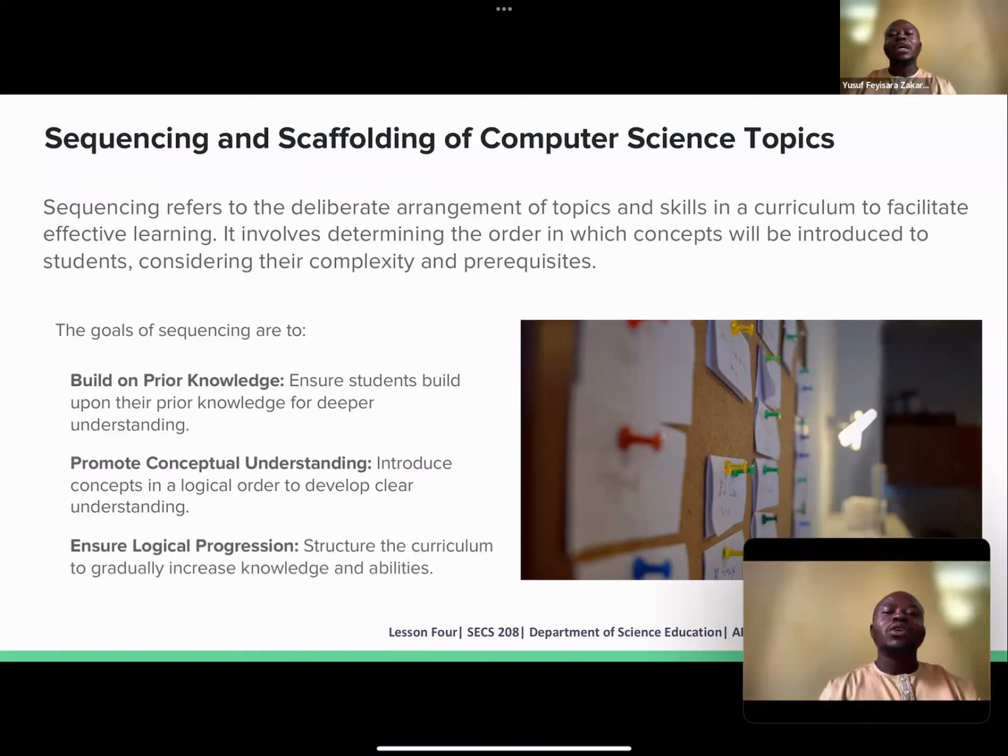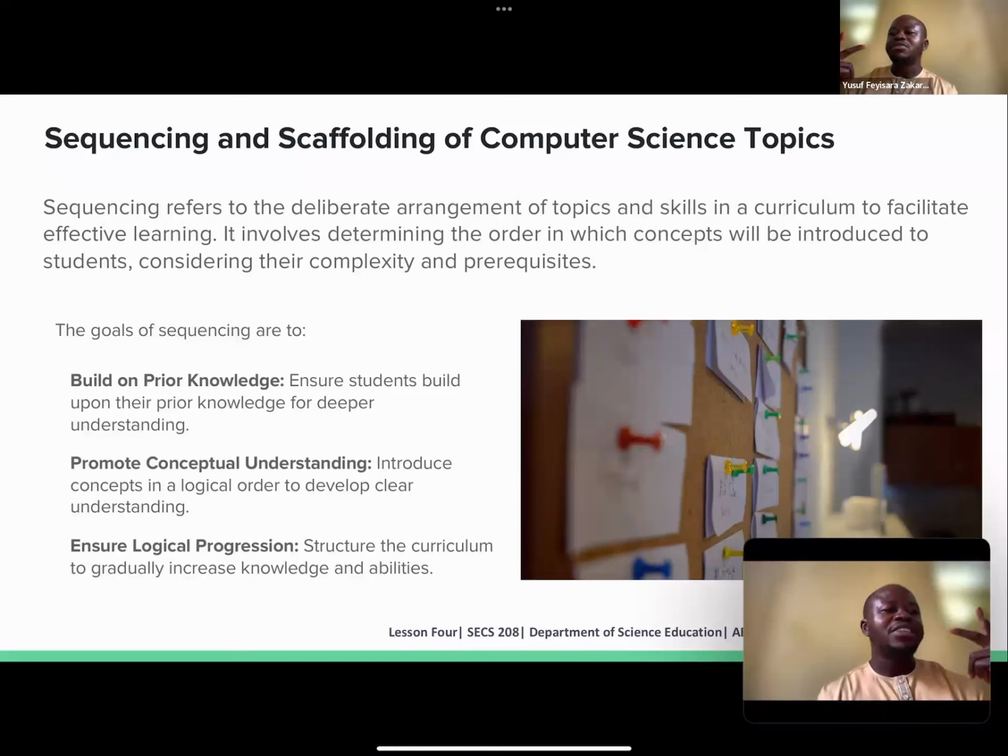All right. So another goal, or benefit, or aim of sequencing our curriculum is to ensure there is logical progression. Okay, in such a way that we structure the curriculum by gradually increasing the complexity from the simple to the complex, from linear to non-linear. So you increase it from lower level to higher level. These are the things that we need when we are talking about sequencing.